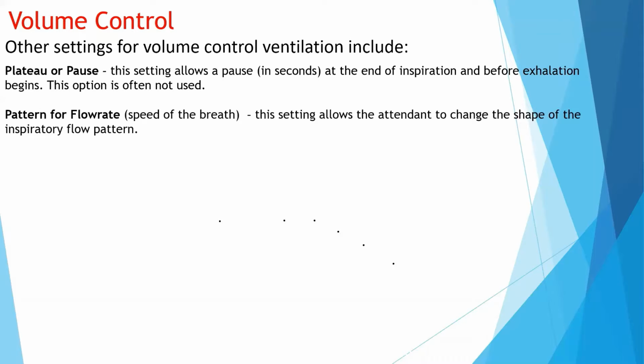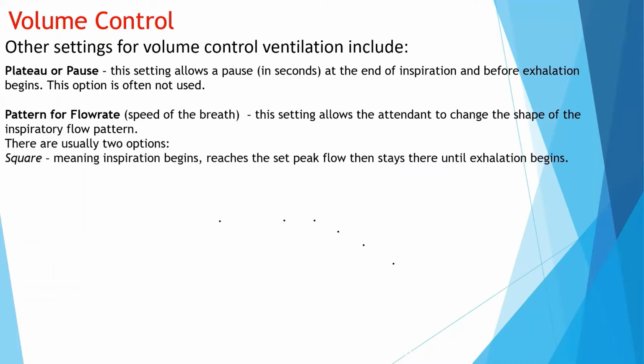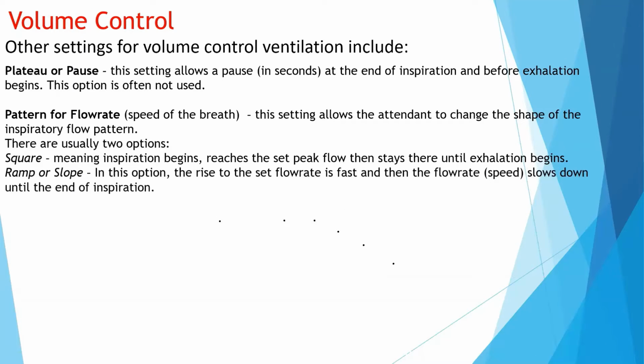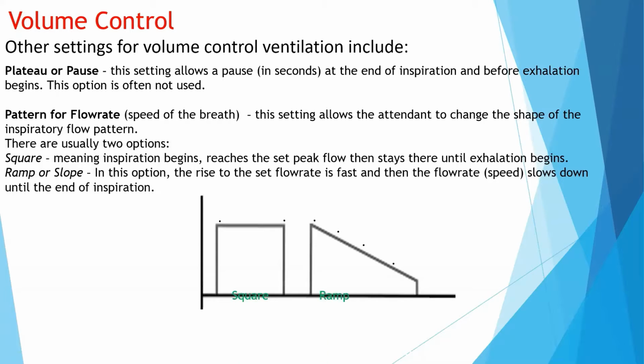Pattern for flow rate or pattern for the peak flow. This setting allows the attendant to change the shape of the inspiratory flow pattern. There are usually two options. One is called a square, meaning inspiration begins, reaches the set peak flow, then stays there until exhalation begins. Another option is called ramp or slope. In this option, the rise to the set flow rate is fast, and then the flow rate or the speed slows down until the end of inspiration.